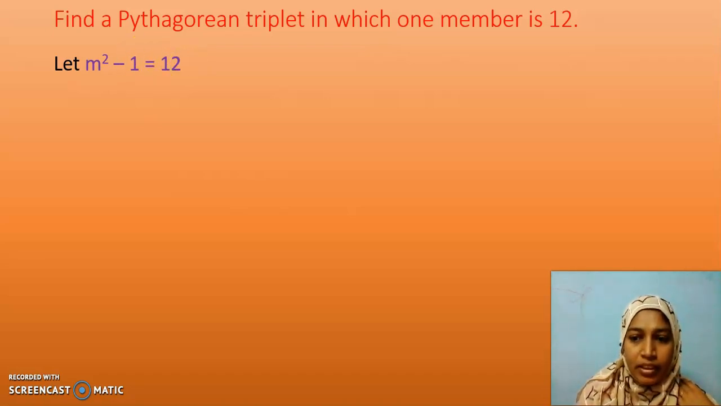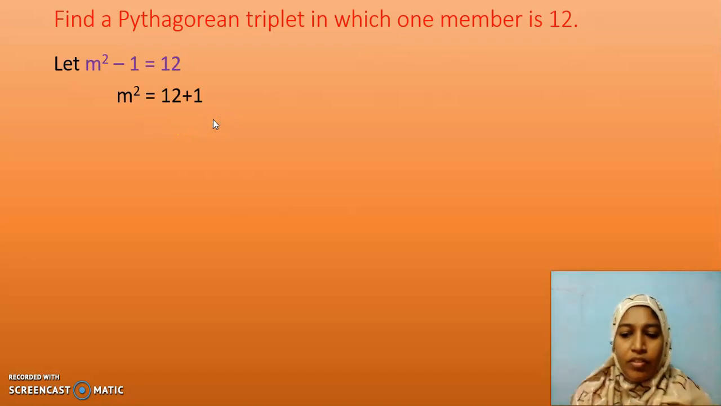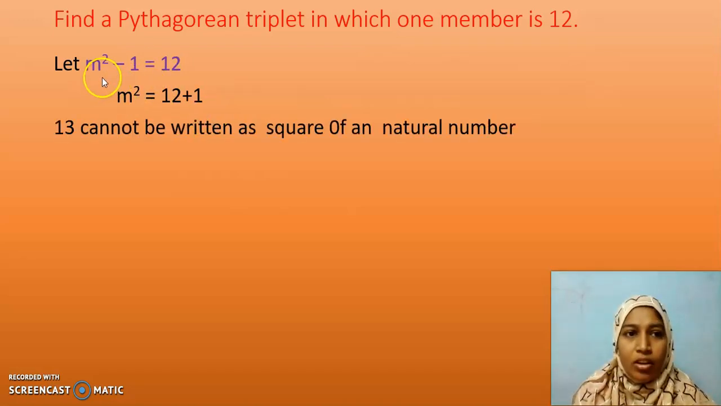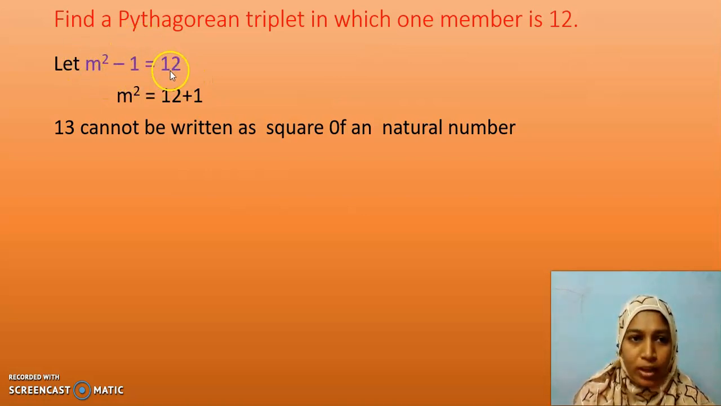Can I write 13 as a square of any number? If it is 9, I can write it as 3 squared. If it is 16, I can write it as 4 squared. This 13, can I write? No, my dear children. So we will say my matching is wrong. I cannot take m squared minus 1 is equal to 12.